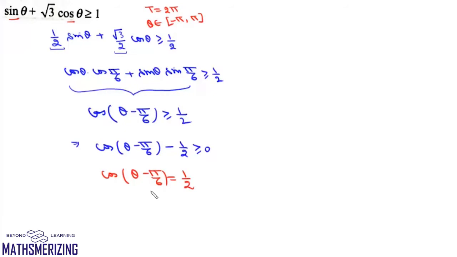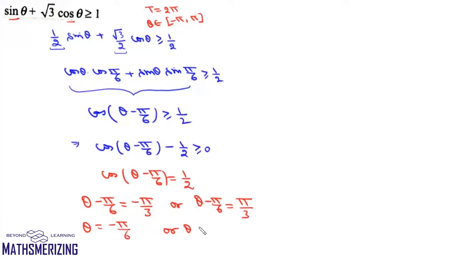Now the value of cos theta is 1 by 2 when theta is either pi by 3 or minus pi by 3. So we'll get two solutions, and that will be theta minus pi by 6 equals either minus pi by 3 or theta minus pi by 6 equals plus pi by 3. So here we'll get theta as minus pi by 6 or theta as plus pi by 2. So we'll plot it on the number line. So this is minus pi by 6 and this is pi by 2.